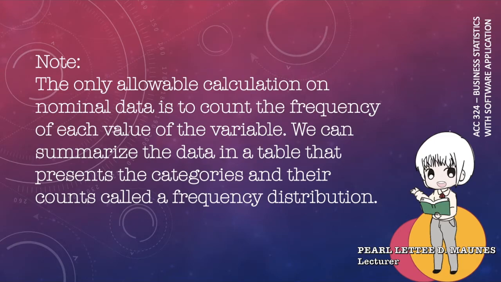So you take note that the only allowable calculation on the nominal data is to count the frequency of each value of the variable. And we can summarize the data in a table that represents the categories and their counts, called a frequency distribution. So that's it.